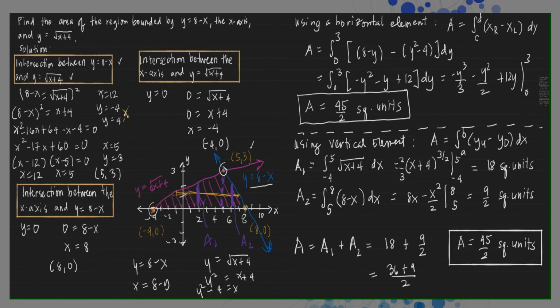Now, this means that we can actually solve for the area using either a horizontal element or a vertical element, and we will be getting the same answer. However, we observe that using the horizontal element is easier compared to using a vertical element because we have to subdivide the region into two parts using the vertical element. So this means that you can choose whichever technique you want to apply, horizontal or vertical. You just have to check which one is an easier method to apply.